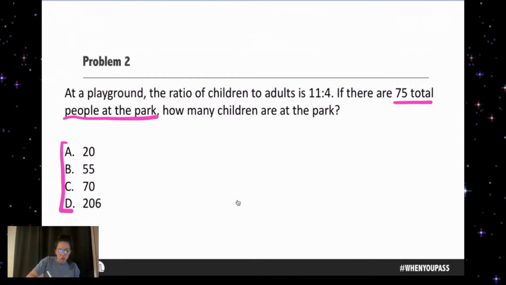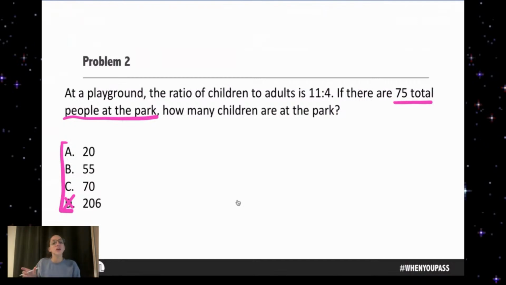206. So 206 is incorrect. I can't have more children at the park than I have people at the park, right? Like if there's 75 total people, I can't have 206 kids.